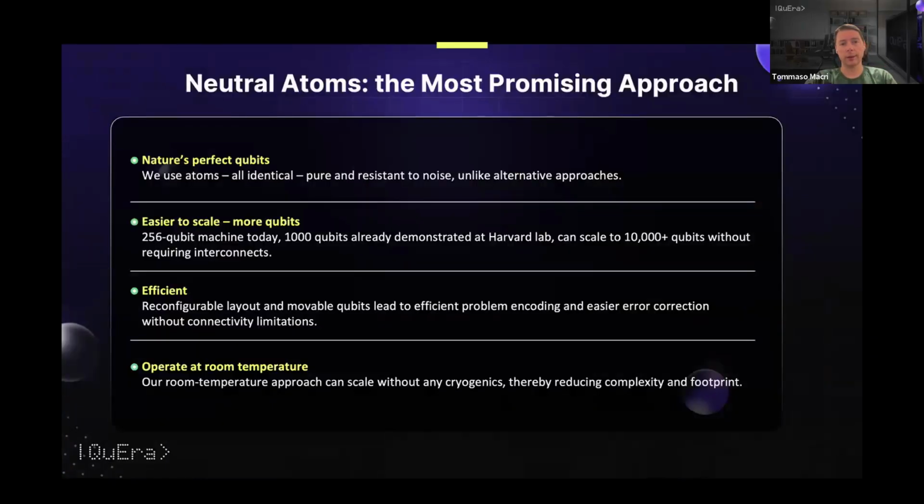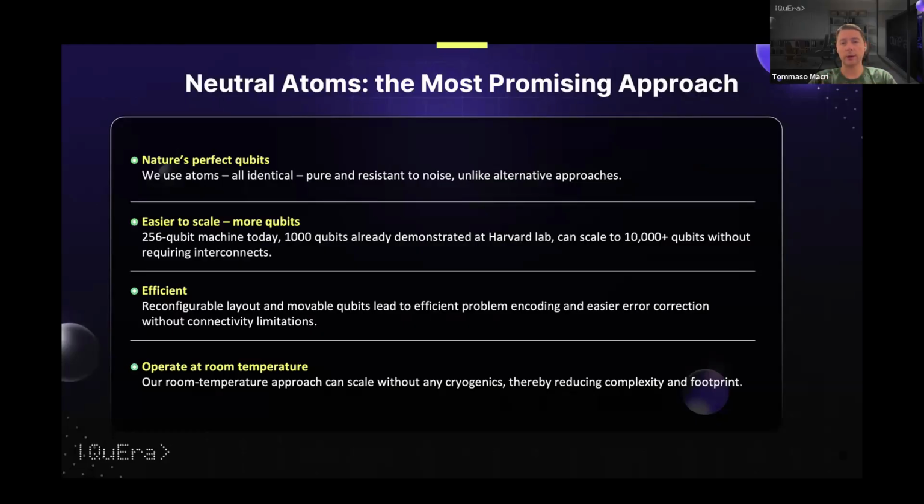So first of all, neutral atoms are nature's perfect qubit. They are all identical, and therefore they respond to external fields all in the same way, meaning that they don't need individual calibration in order to characterize their properties when we want to perform any type of analog or digital computation.